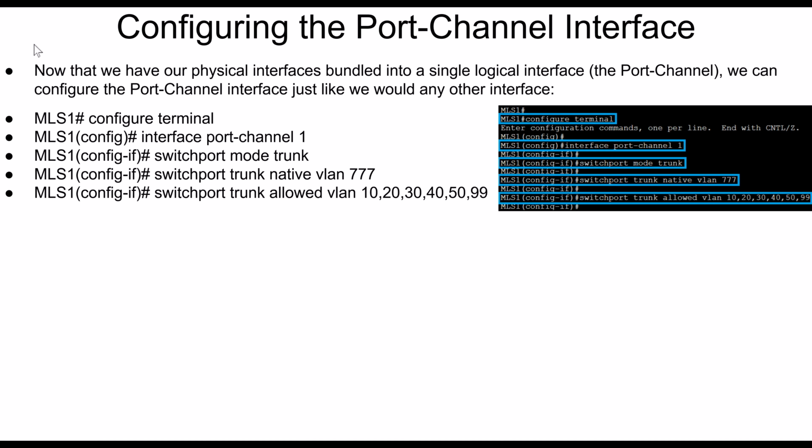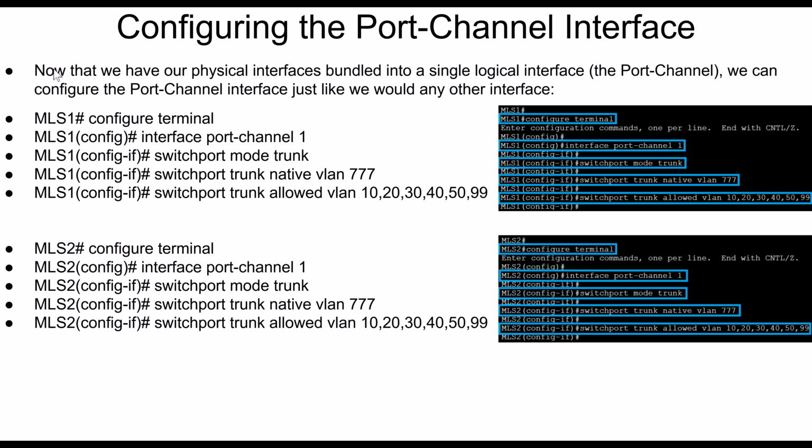So you configure this interface just like you would any other interface connecting to another switch. Same thing, except we're putting it on this virtual interface right here. Same thing with MLS2. We go into interface configuration mode, port channel 1, and configure all these trunk commands. Okay, no sweat. You guys have been doing this for a long time. Easy.